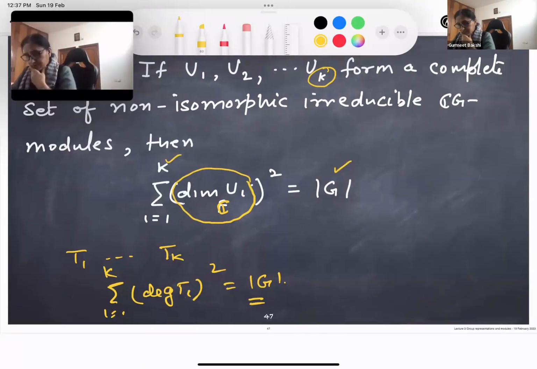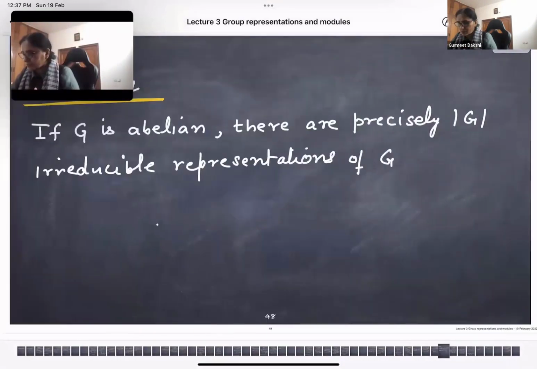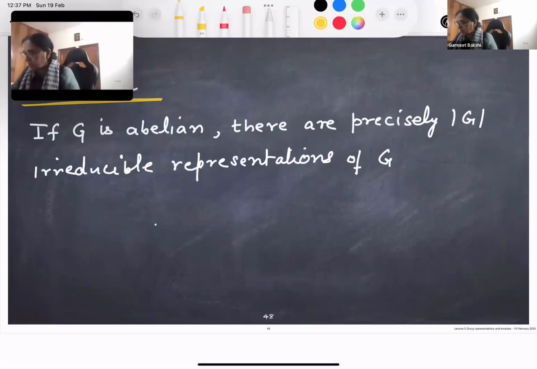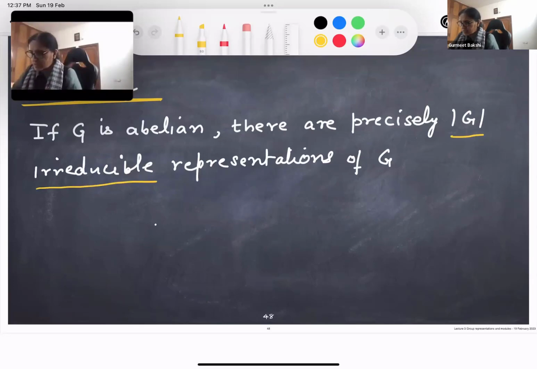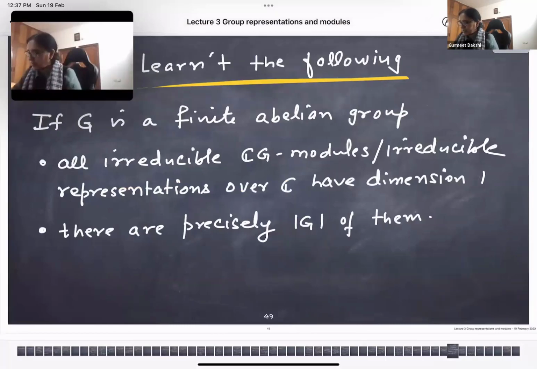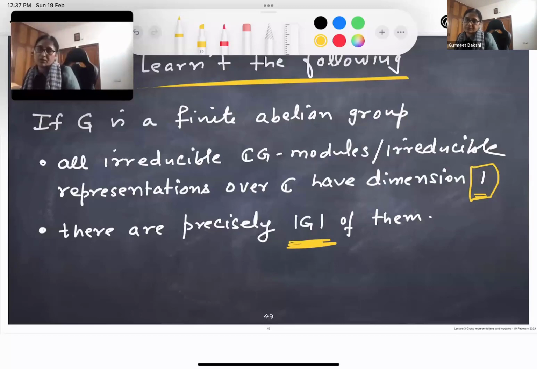So you have as many one-dimensional representations as the order of the group. And so if G is abelian, there are precisely order of G irreducible representations of G, each of degree 1. If G is abelian, then all irreducible representations have degree 1, and there are precisely order of G of them.